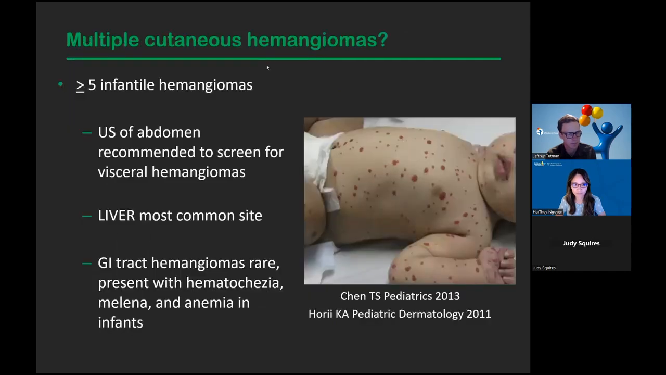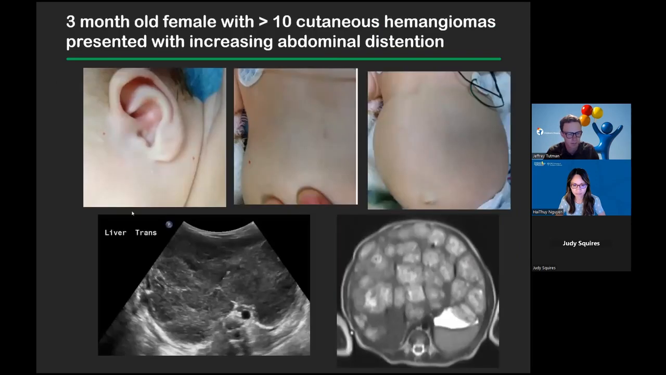So when you have multiple, greater than 5, then you're supposed to do an abdominal ultrasound to screen for additional hemangiomas, the liver being the most common site. You can get them in other places, although rarely. So here's a child. These are like the ones where you think of a little Sharpie pen. My daughter had one of these, and I said to the pediatrician, do you think that's a hemangioma? He said, I can't even see it yet. But this one had liver distension, and then ultrasound followed by MRI showed multiple hemangiomas throughout the liver.